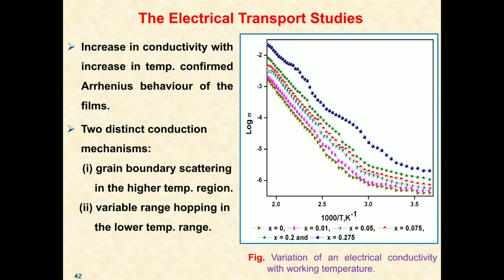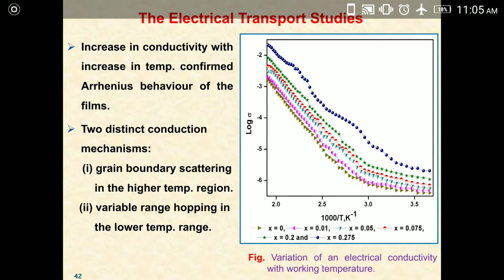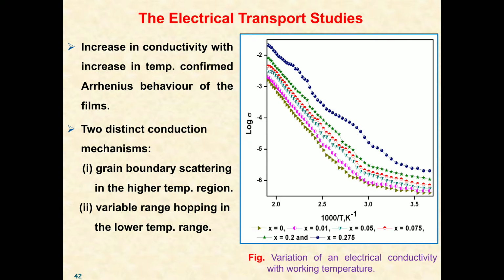Electrical transport studies were done in the range of 300 Kelvin to 515 Kelvin. Increase in conductivity with increase in temperature confirmed the semiconducting behavior of the films. Two distinct conduction mechanisms are found. The first one is grain boundary scattering in the higher temperature region, and in the lower temperature region there is variable range hopping.